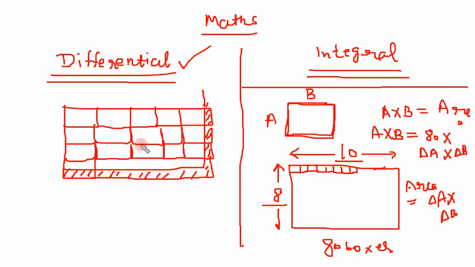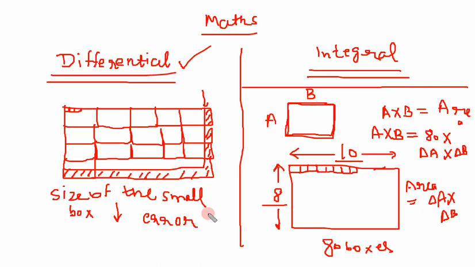If we take big boxes, there is error. Suppose we take very small boxes, so this error would be less. As we reduce the size of the small box, if it goes down, the error also goes down. So what do we need? We need smaller boxes. We need very small boxes.